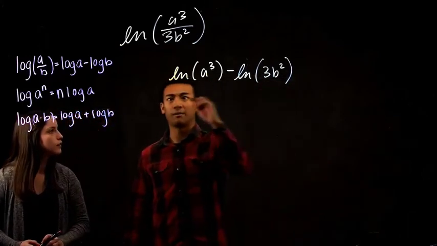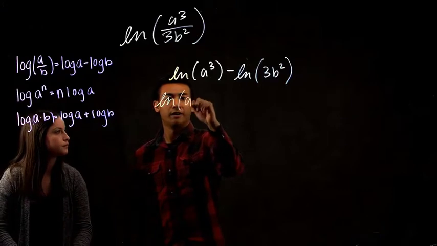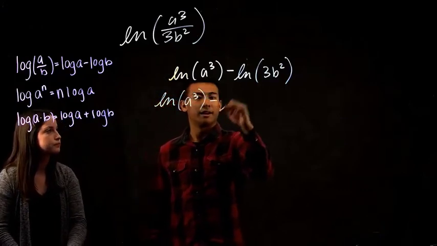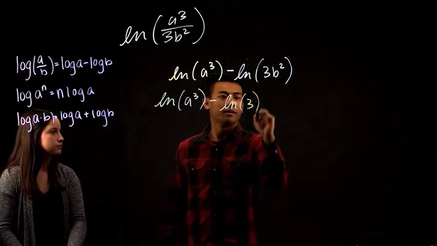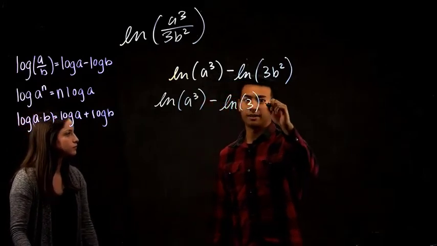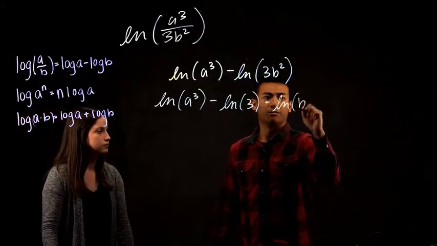Cool. So I'm going to expand that. We have ln of a cubed minus ln of 3, and then since these two are multiplied, I could just say plus ln of b squared.